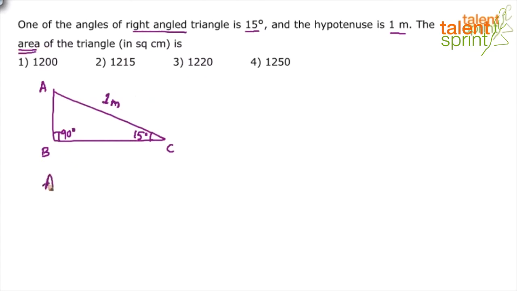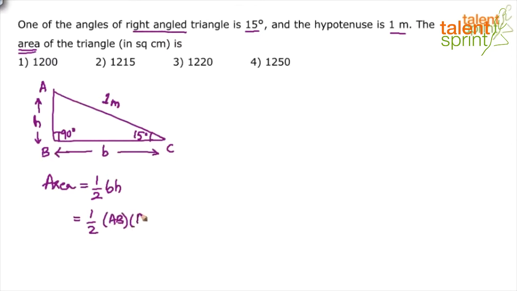What is the area of the triangle? Area of any triangle is half into base into height. Base here is nothing but BC, and height is AB. So for us to find the area of the triangle, we should know the lengths of AB and BC. So basically area is going to be half into AB into BC. That's the area. Now, how do you get AB and BC here?